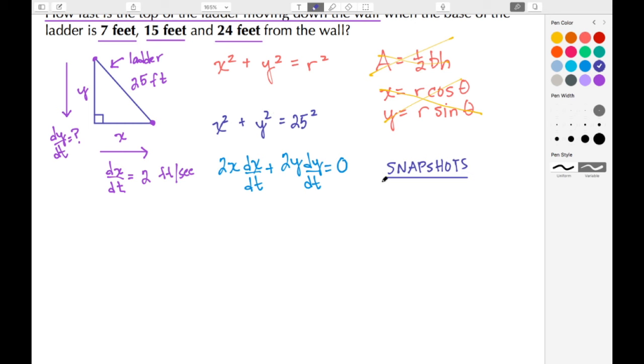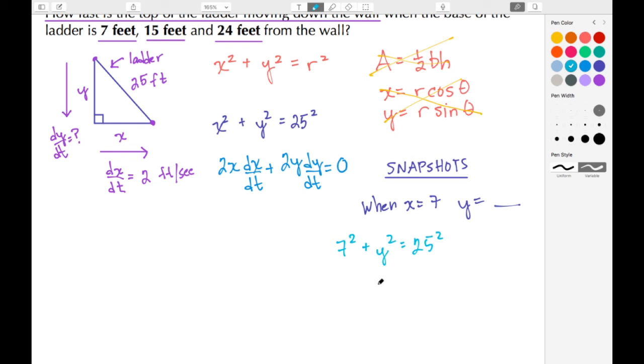So for our first one, let's say when x is 7, we need to figure out what y is. To do that, we're going to use this equation here. So we end up with x squared, whoops, not x. x is actually 7. So we're going to say 7 squared plus y squared is equal to 25 squared.